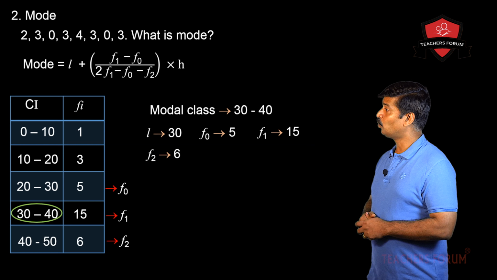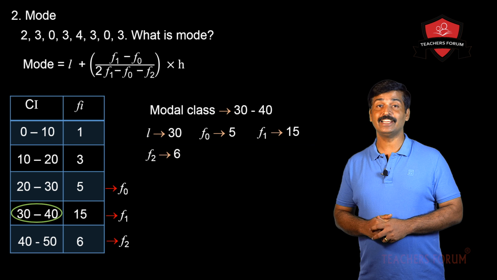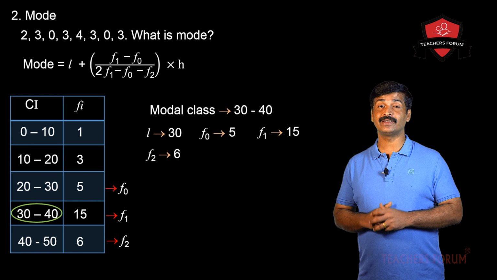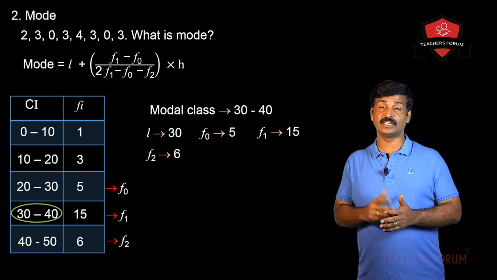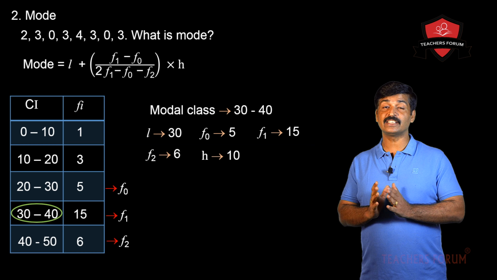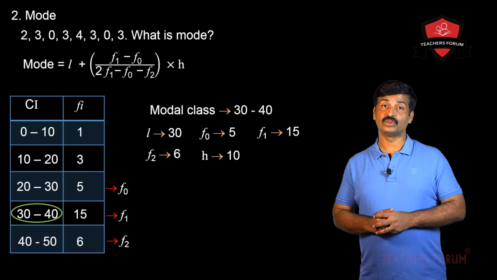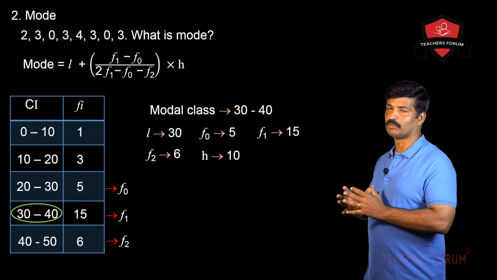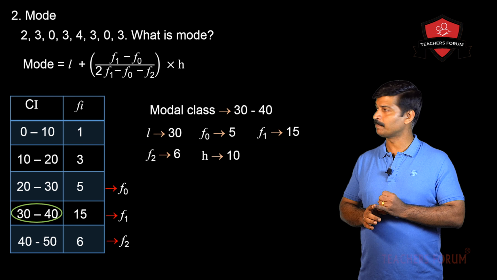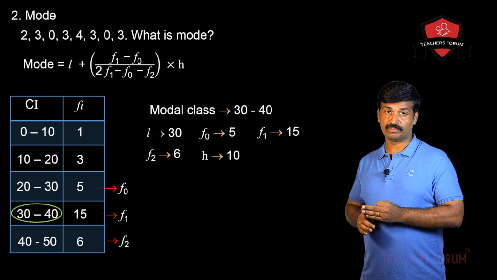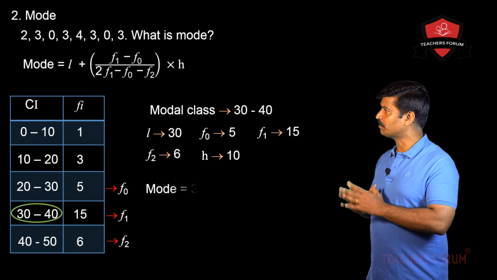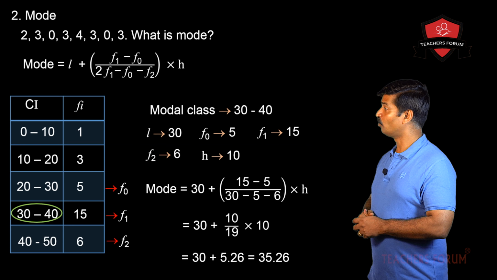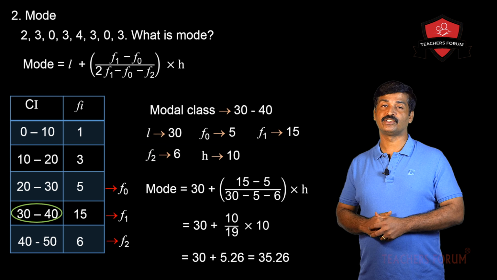Now let us find out what is H. H is the height of the class interval. You see, what is the height of the class interval here? The class intervals are 0 to 10, 10 to 20, 20 to 30, 30 to 40, etc. So the height of the class interval is 10. So H is equal to 10. Now you understood all the terms involved in the formula to find mode. You know what is L, you know what is F0, F1, F2, H. Just substitute properly in the formula, then you will get the value of mode as 35.26.